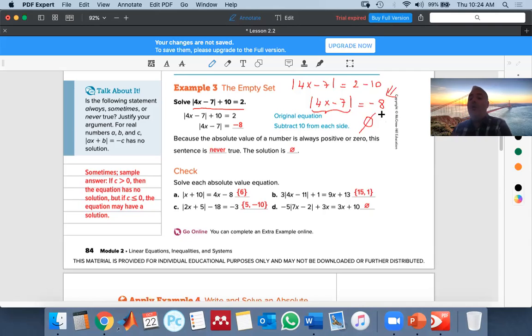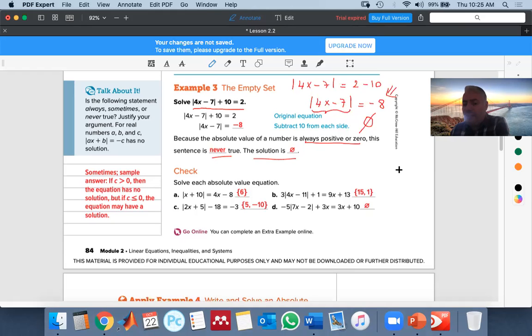There is no x. Why? Absolute value is the length of something, so the length of something cannot be negative 8. For that reason, there is no x that satisfies this condition. Finished. How the book says it: because the absolute value of a number is always positive or 0, this sentence is never true. The solution is the empty set. Yes, that's it. Okay? Anything to ask me?